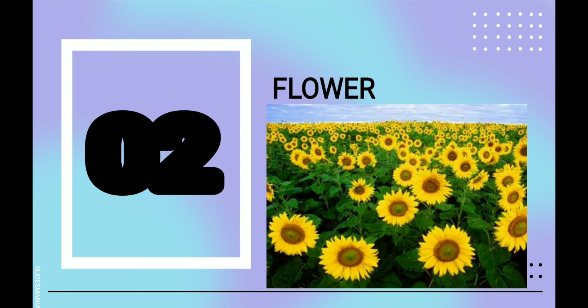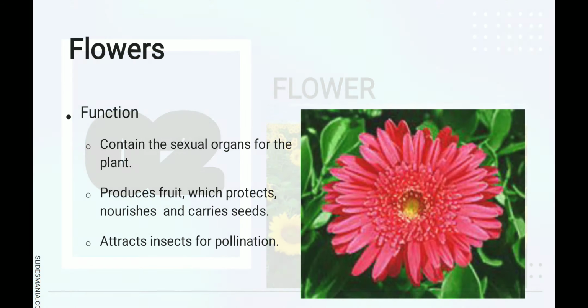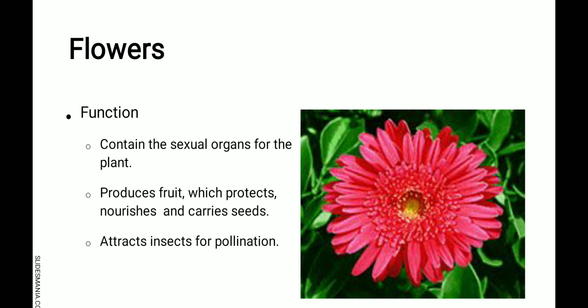Okay, now let's talk about flowers. Flowers are important in plant reproduction. They contain the sexual organs of plants. They produce fruit, which protects, nourishes, and carries the seeds. Also, flowers attract insects for pollination.